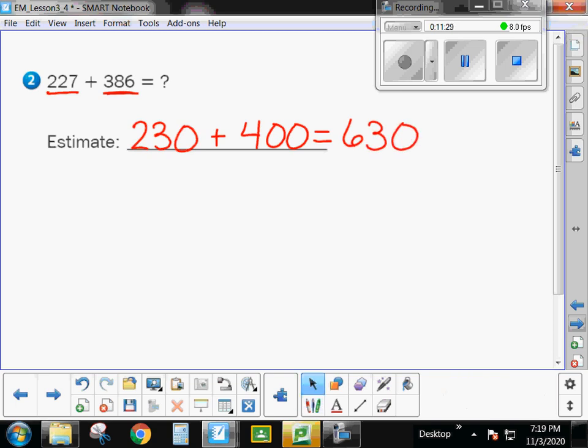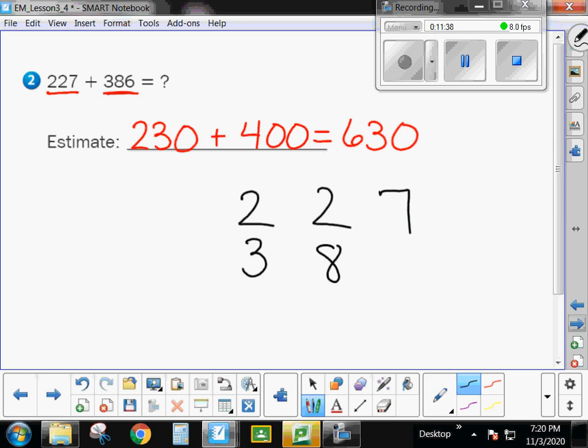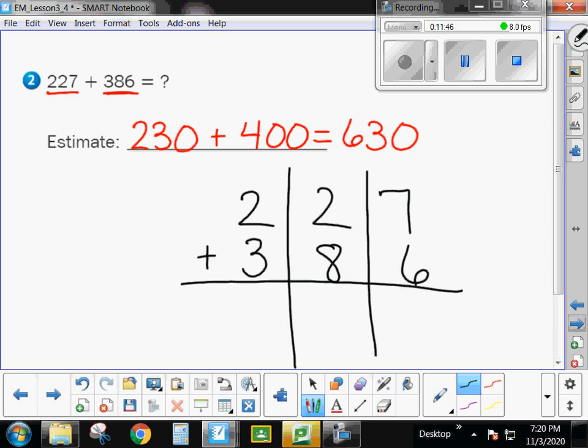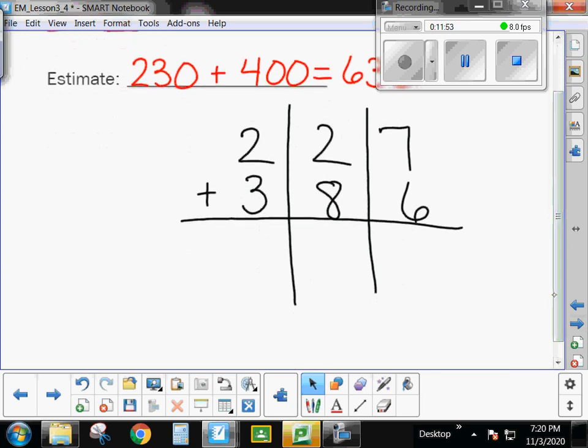All right, let's go ahead and rewrite the problem vertically and spread out those numbers. So I have 227 plus 386, and I'm going to go ahead and draw my columns. All right, pause the video if you need to catch up. All right, now I'm going to add each of my columns. Now, it really doesn't matter where you start with this strategy. You can start with the hundreds, you can start with the ones, you can start with the tens. We're just adding each of the columns, okay?